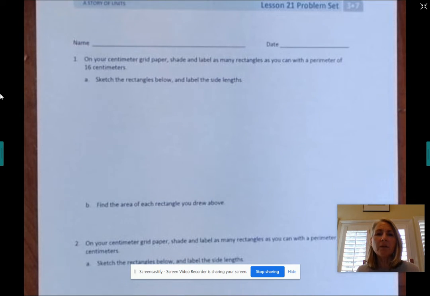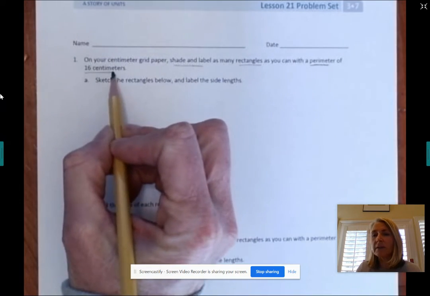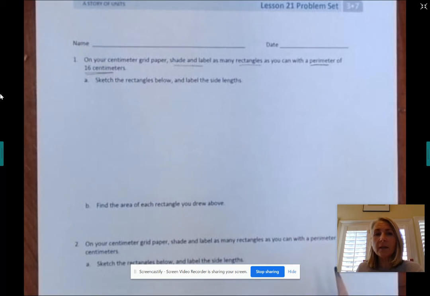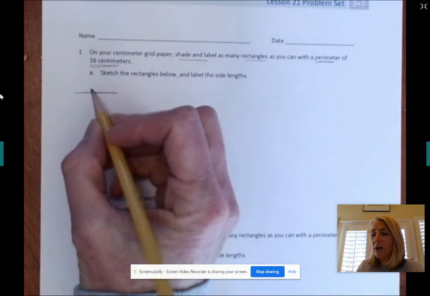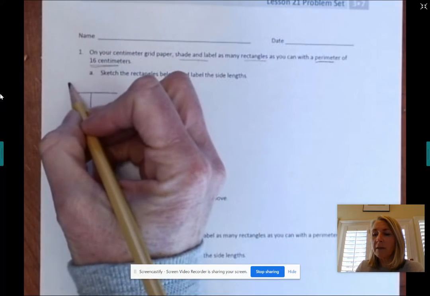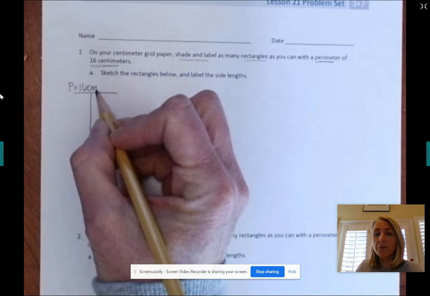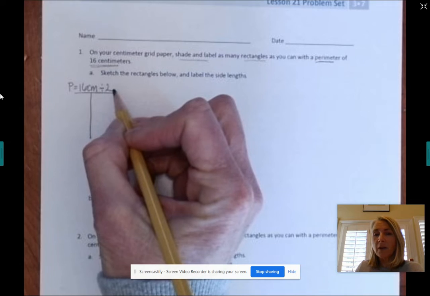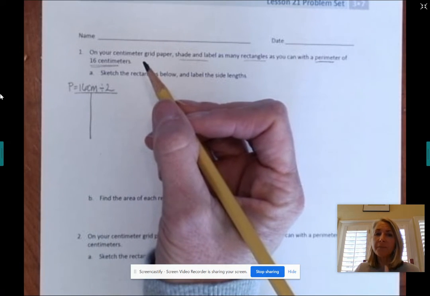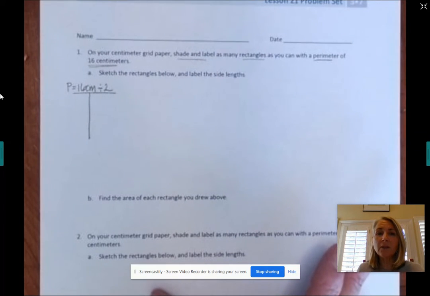So what they're asking us to do is to shade and label as many rectangles as we can with a perimeter of 16 centimeters. So in this situation, we're trying to find the perimeter and not the area. When we set up our T-chart, remember, we identify the perimeter that we are trying to solve for, but to simplify our calculations, we divide that by 2 so that we only have to find 2 of the 4 side lengths. Since we know it's a rectangle, the length will be identical on the other side and the width will be identical on the opposing side. So we can really just figure out 2.